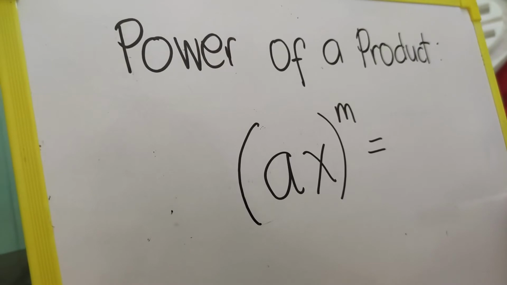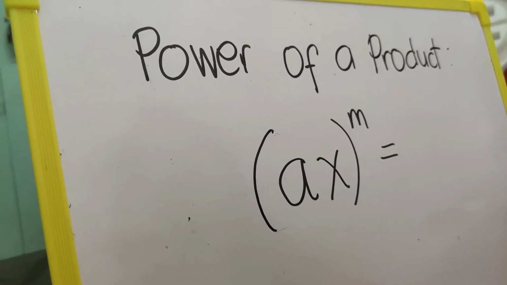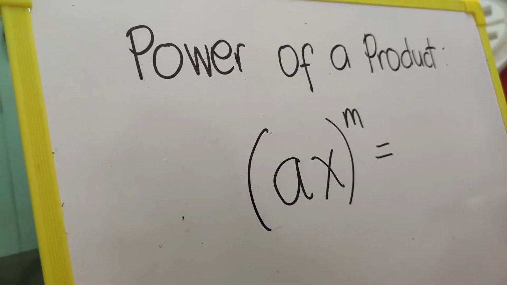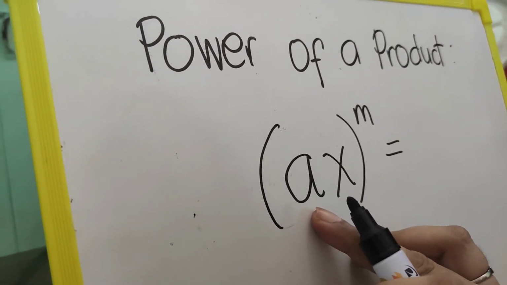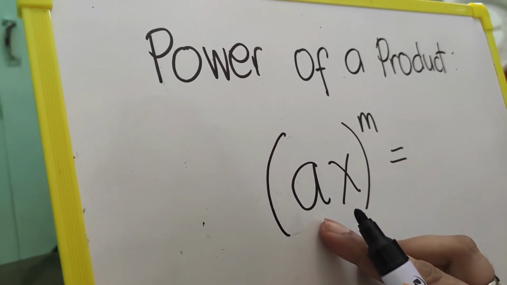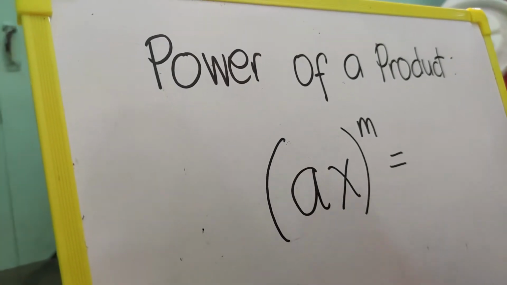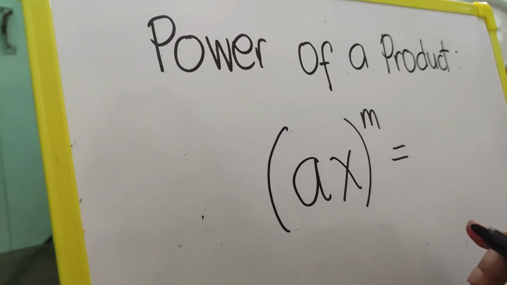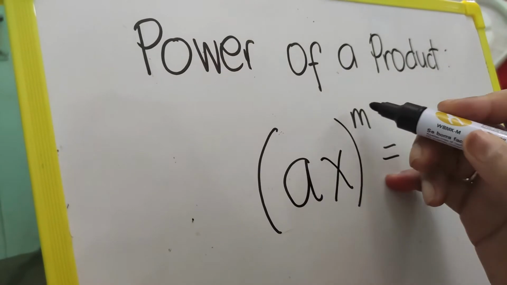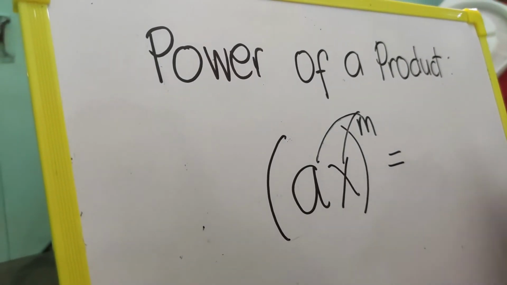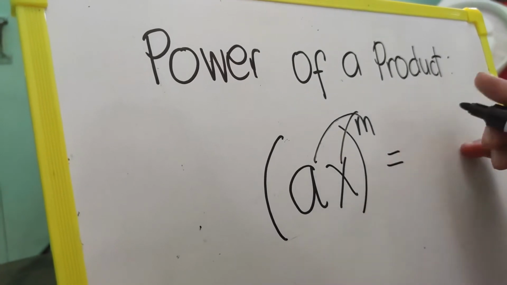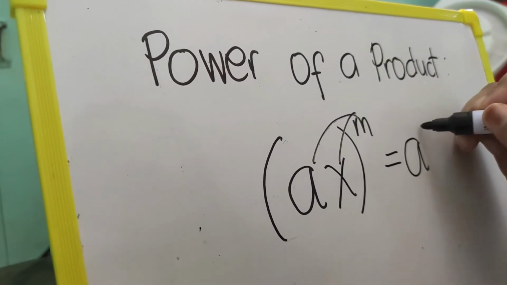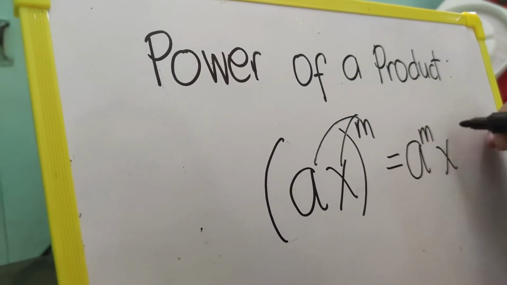The third law is the power of a product. It is somewhat related to the second law. As you can see, we have here letter a, which represents the numerical coefficient. So all we have to do, if we encounter an example like this, is to distribute the exponent to the numerical coefficient as well as to the variable. So we have here a raised to m, x raised to m.